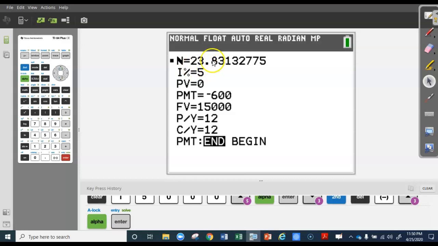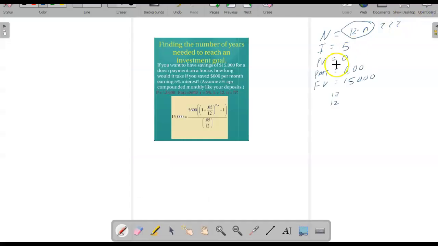Now remember, that is 23.83 is 12 times n. So if we go back to the problem, our 12n turned out to be 23.8 something. If we divide both sides by 12, that means it's going to take a little less than, I'm going to just say approximately, that's almost 24. It's about 2 years. It'll take a little less than 2 years to save $15,000 if you put away $600 per month.